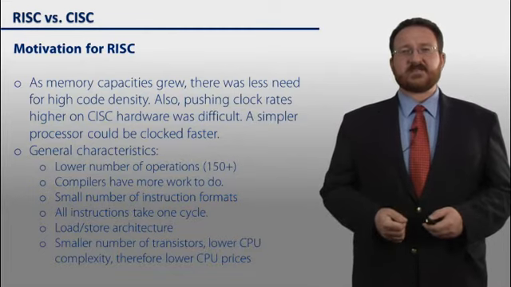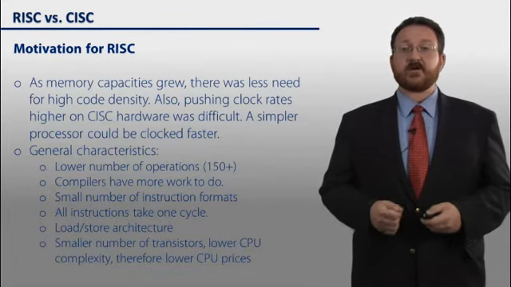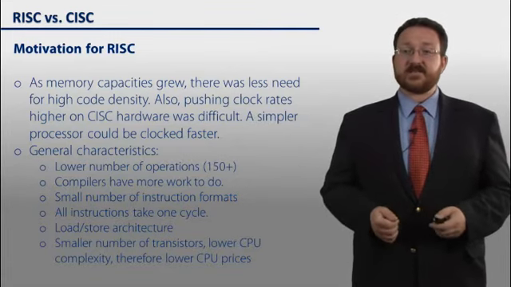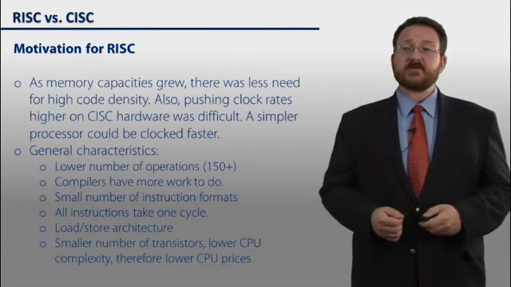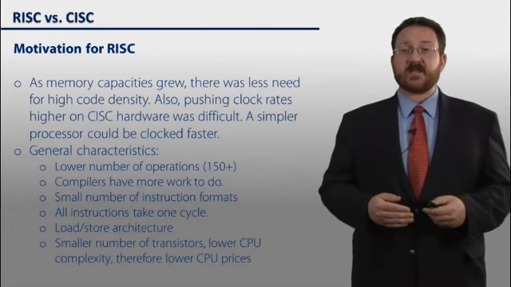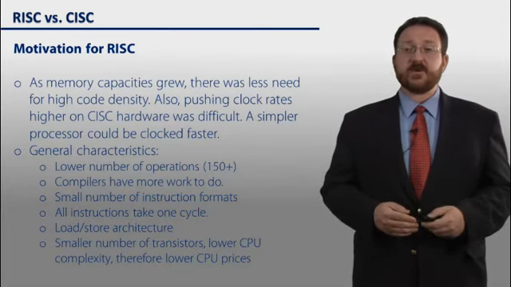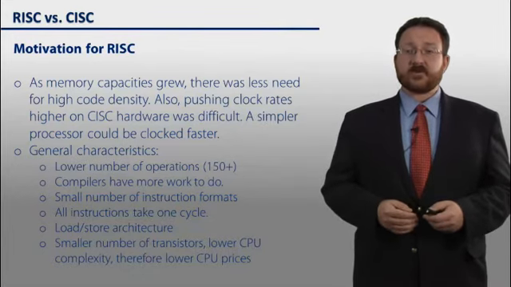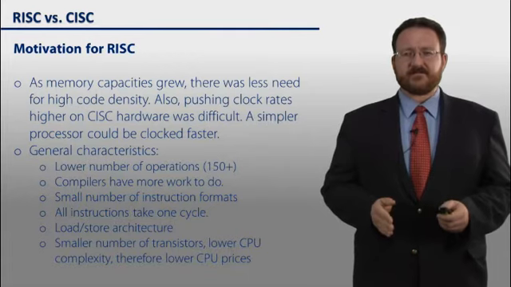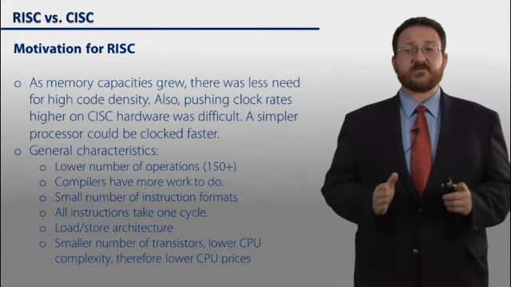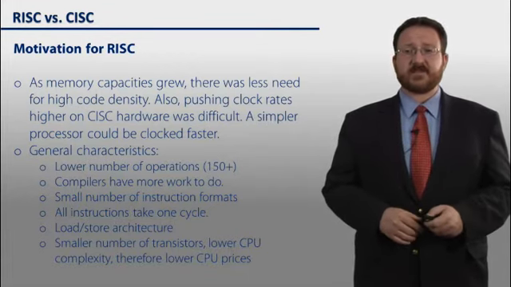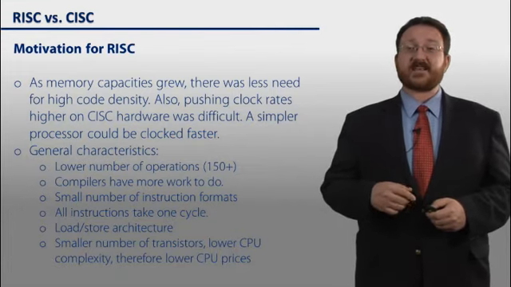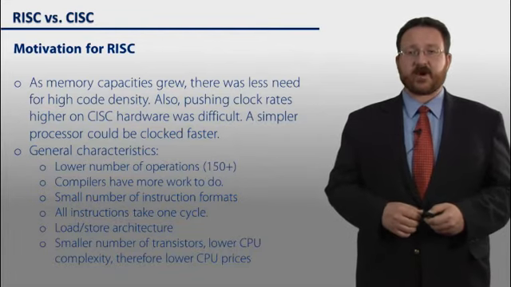The general characteristics then for RISC are that there are a lower number of operations, only about 150 opcodes in the assembly language. And so compilers are going to have more work to do to translate a high-level language into the machine code because of the fewer choices of operands. Also, there were a small number of instruction formats, maybe 5. And all of these instruction formats were of a fixed length of, say, 32 bits in length. But the advantage is that all instructions take exactly one cycle to execute on the processor.